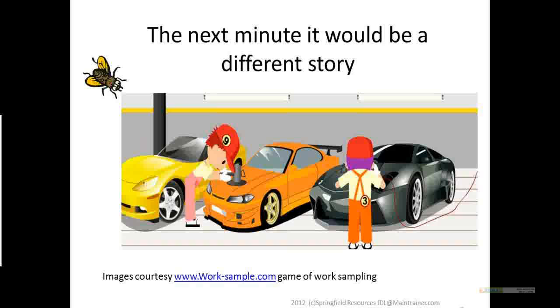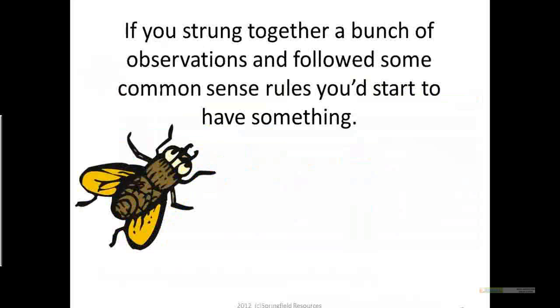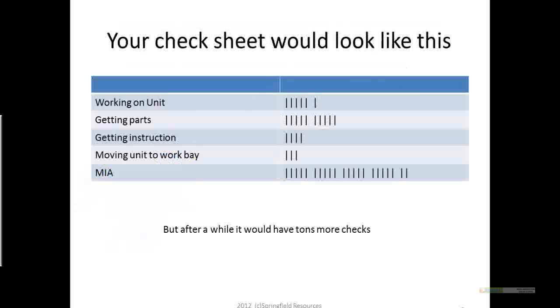And what we would want to do is do this little snapshot over and over again, randomly throughout the day, and then start to tabulate the numbers we get. So we string together a bunch of the observations, and if we follow some rules, we'll start to have some analyzable information. It might look something like this. So every person we catch working, we would put a check mark or a tally mark.